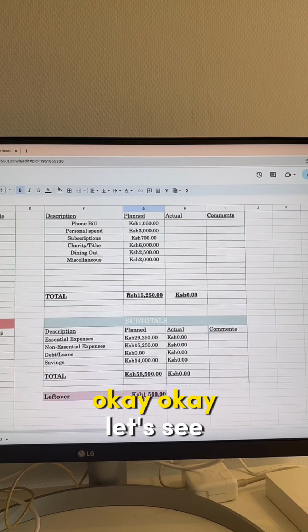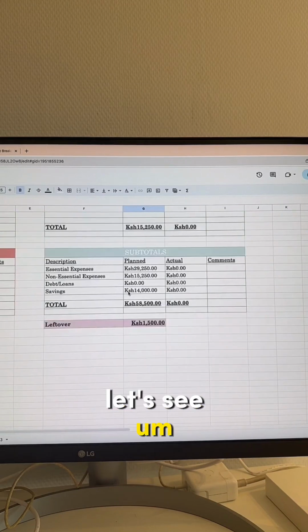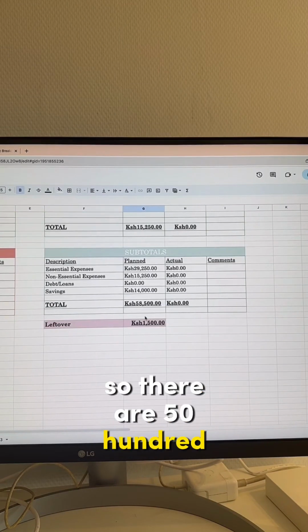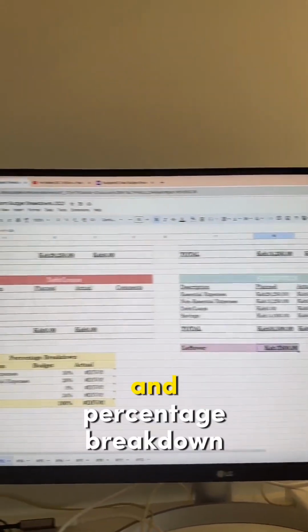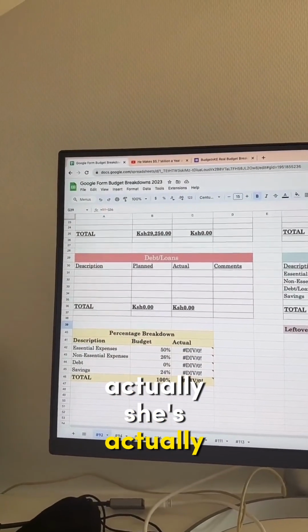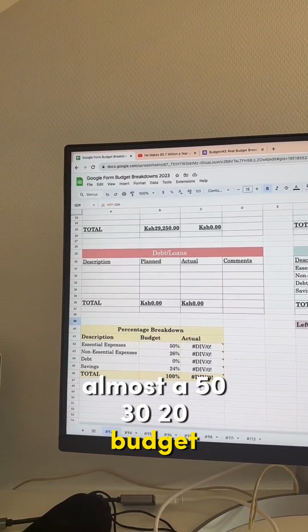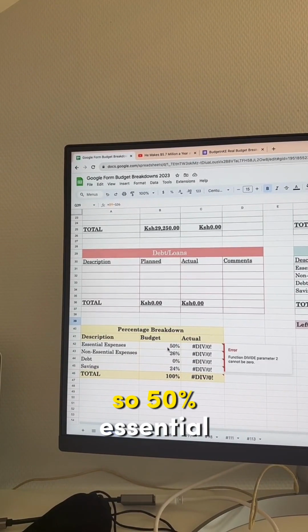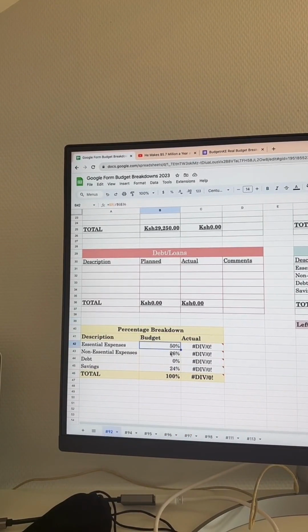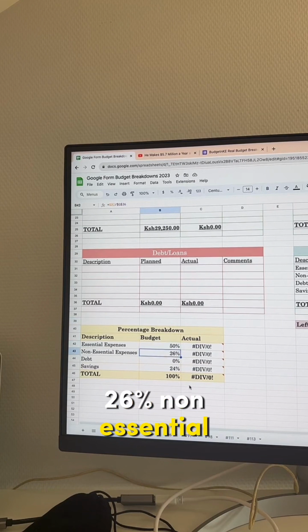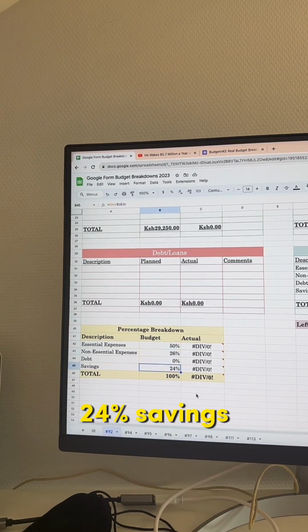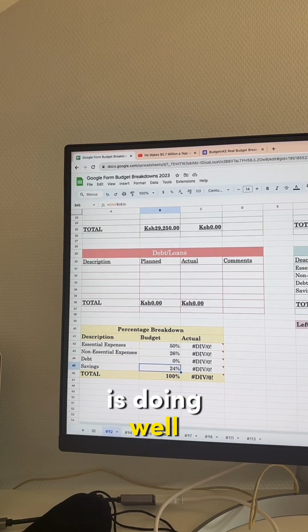Okay, let's see. So they have 1,500 left over, and the percentage breakdown. Actually, she's almost a 50-30-20 budget. I'm surprised. So 50% essential, 26% non-essential, 24% savings. Okay, this person is doing well. This is the ideal, I would say.